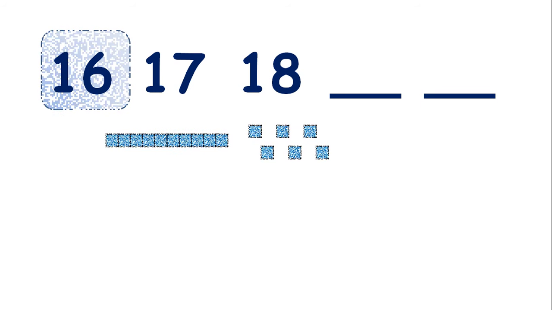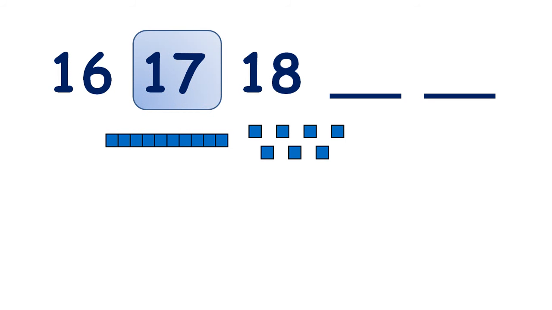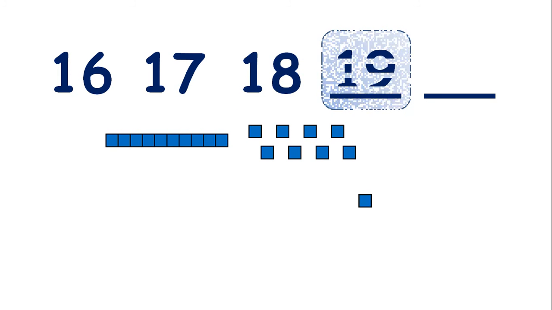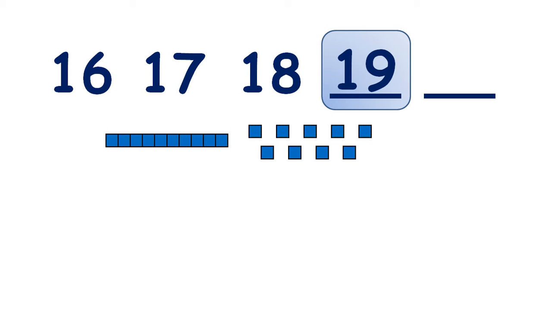So now 16, 17, 18. So our number sequence starts with 16. Then adding 1 more makes 17. Another one makes 18. What comes next? We get 19. And what comes after that?